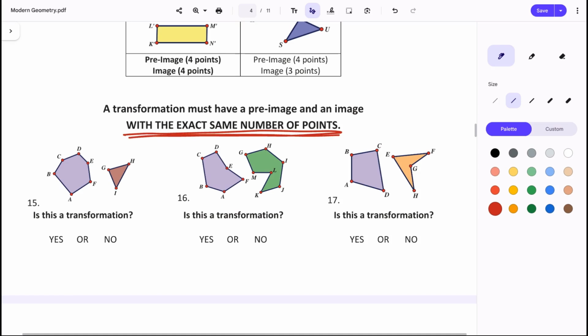Okay, so number 15, is it a transformation? No, because I don't have the same number of points there. 16? No. 17? Yes. Good. Any questions on that?